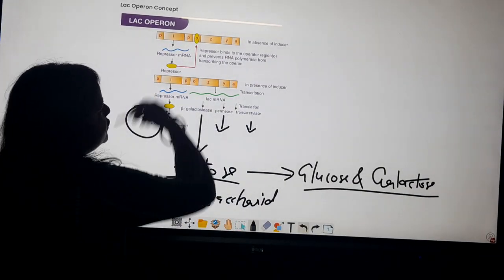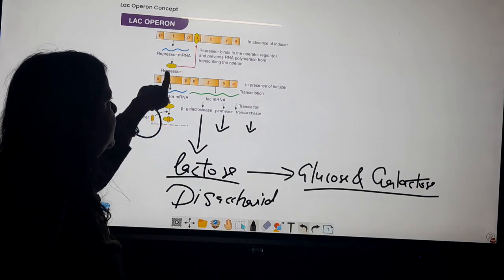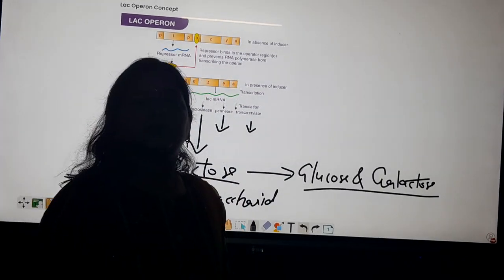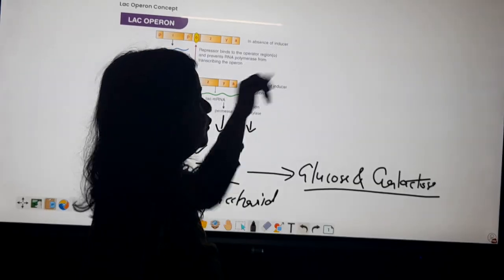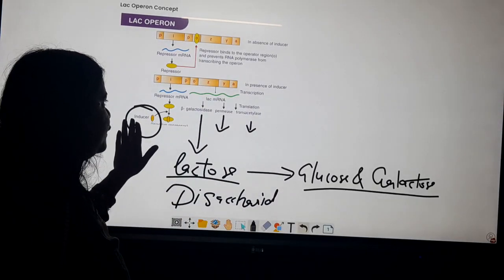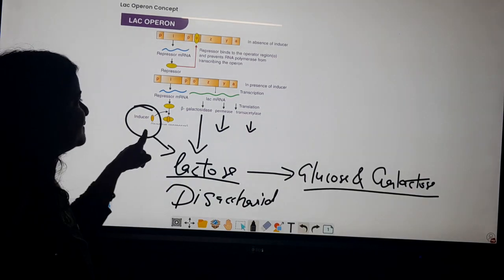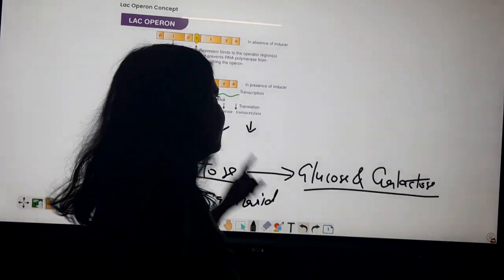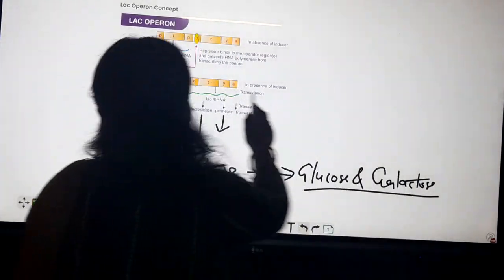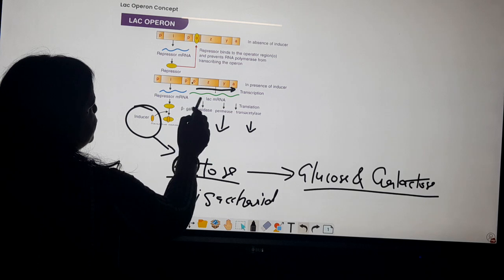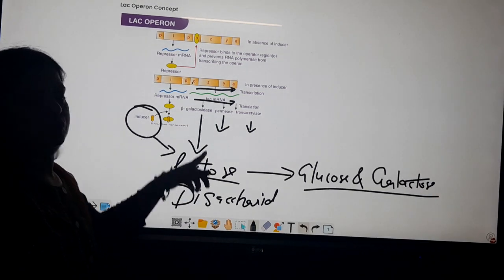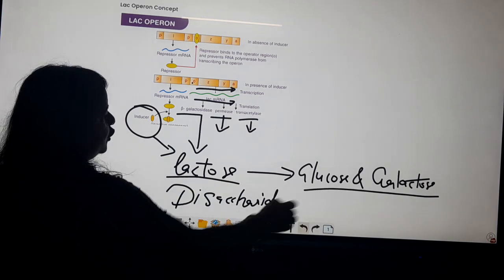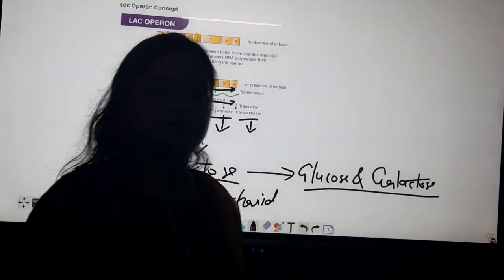So here, in the absence of inducer, there is a repressor that binds to the operator and blocks the process of transcription. While when the inducer, that is lactose, is present, it binds to the repressor protein and makes it inactive so that it cannot bind to the operator region, and further transcription and translation go on to form our three types of enzymes which are useful in lactose metabolism.